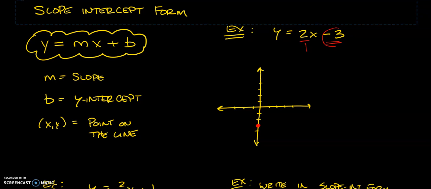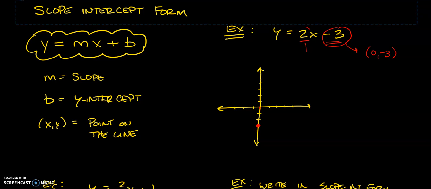Now remember that the y-intercept is where x equals 0. So 0 and negative 3, that's going to be your y-intercept. This is your origin, 0, 0. So when x is 0, whatever the y value is, that is your y-intercept.